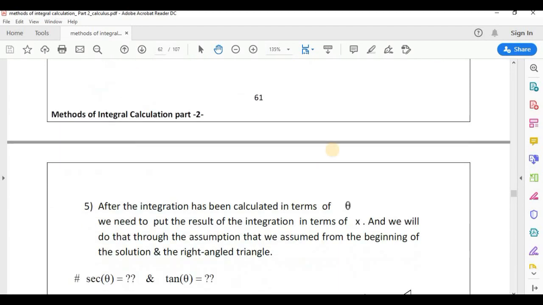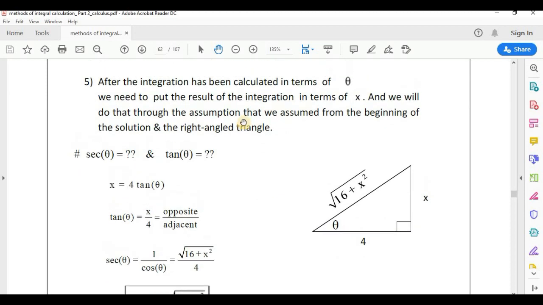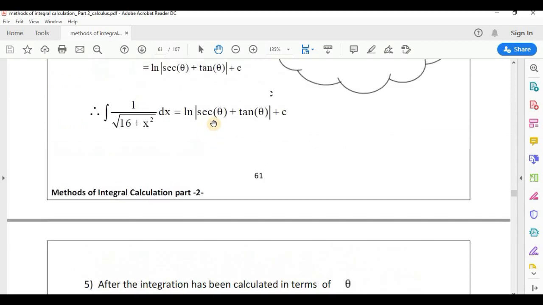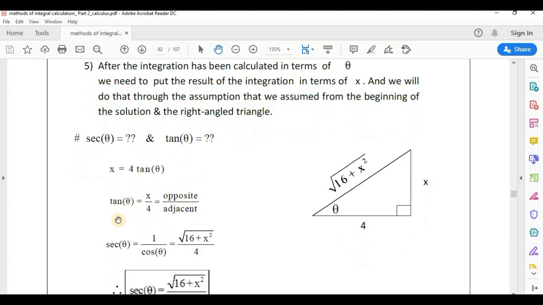So we only need to put the integral in terms of x from our assumption and from the right triangle. So we need to find sec theta and tan theta. What is our assumption? Our assumption from the first step is x equals 4 tan theta, and as we know tan theta will be equal to opposite divided by adjacent.